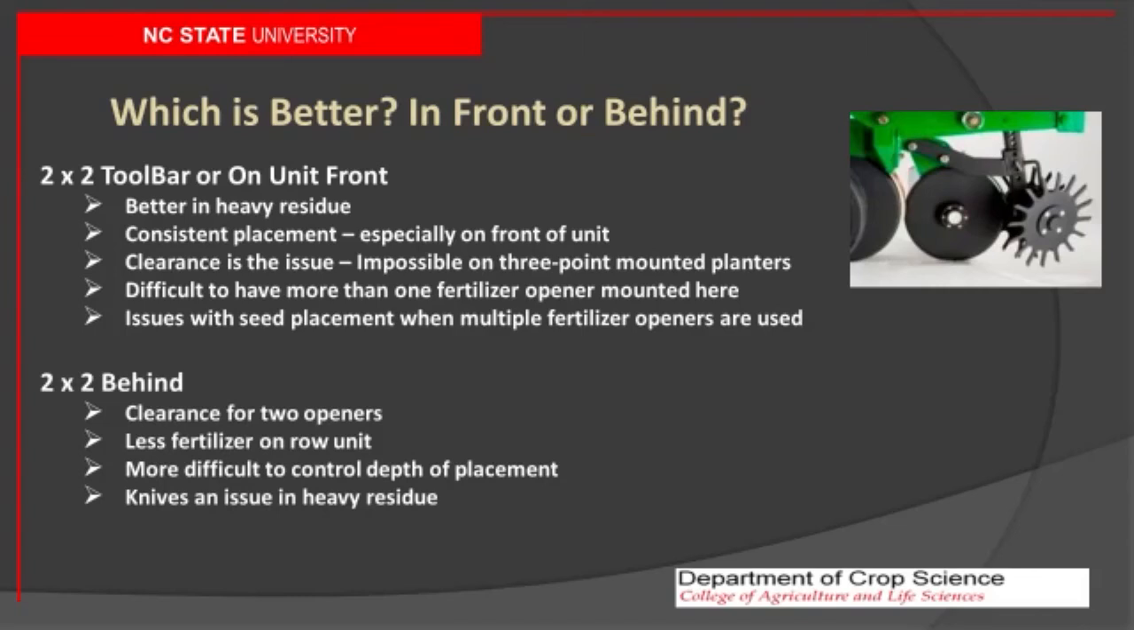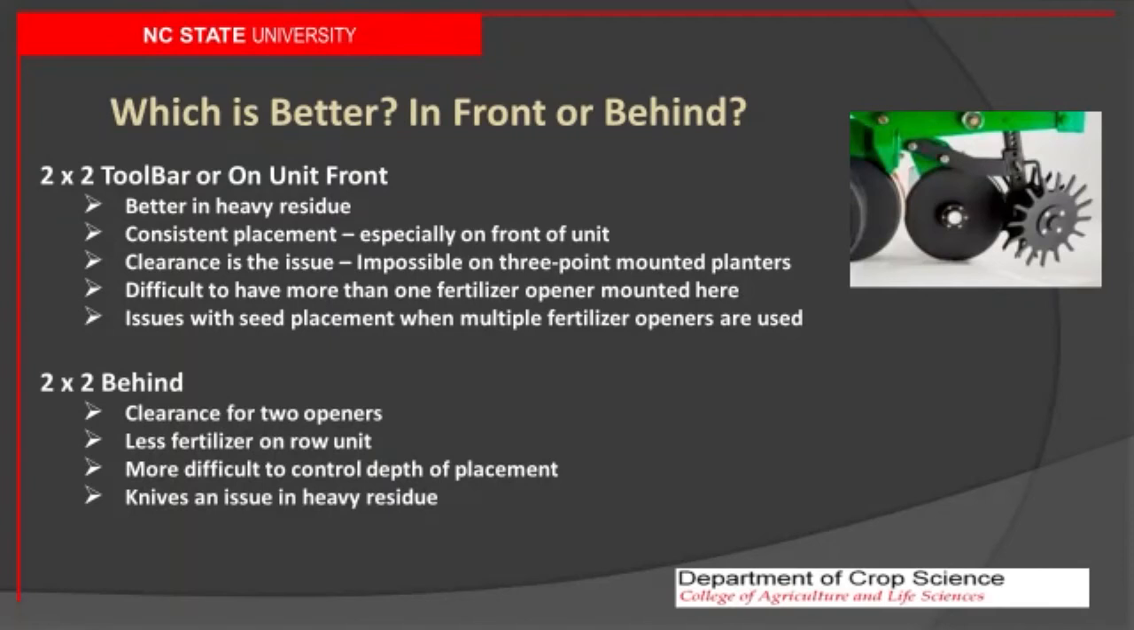So which is better, front or behind? Well, the experiences that we've had in using both is it's better in heavy residue to put it on front. You have your row cleaners operating right in front of that. You have a bigger disc. You can use a tube or a double disc if you need to get better placement under heavy residue, so you get some cutting of that residue. So typically, in front is better.